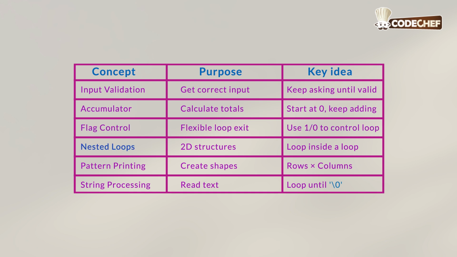Nested loops are basically a 2D structure. It loops inside a loop and creates the structure. Pattern printing is, as you saw, a pattern which was printed. It helps us understand rows and columns. And string processing helps us read text, and it loops until the null terminator.